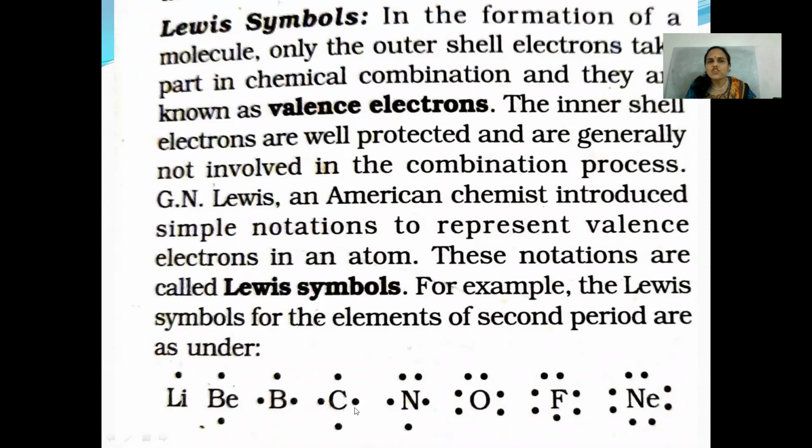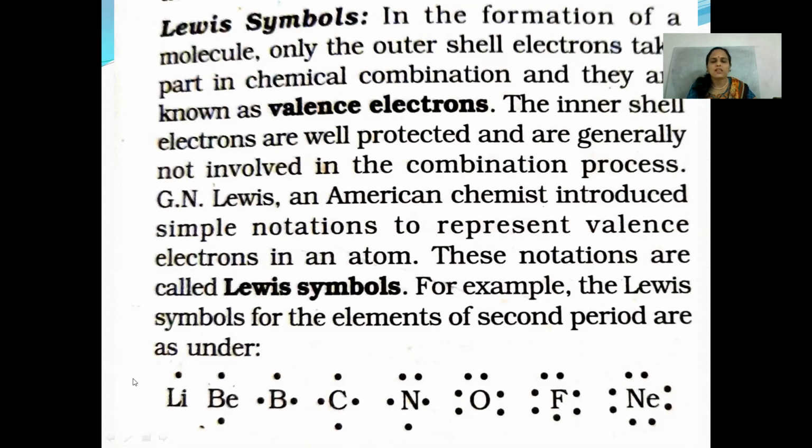In the formation of a molecule, only the outer shell electrons take part in chemical combination and they are known as valence electrons. The inner shell electrons are well protected and are generally not involved in the combination process. G.N. Lewis, an American chemist, introduced simple notations to represent the valence electrons in an atom, and these notations are called Lewis symbols. Let us take an example of how to depict the Lewis symbols for an element.